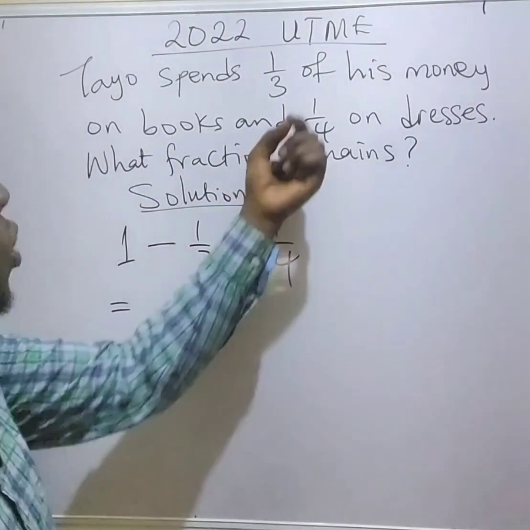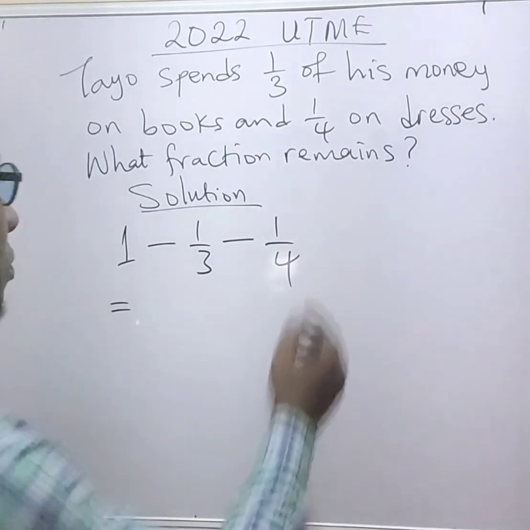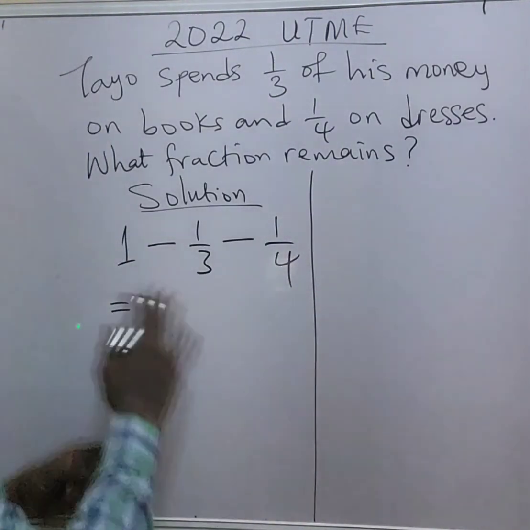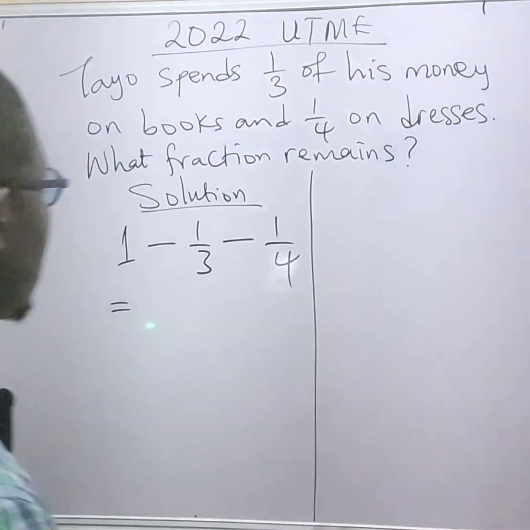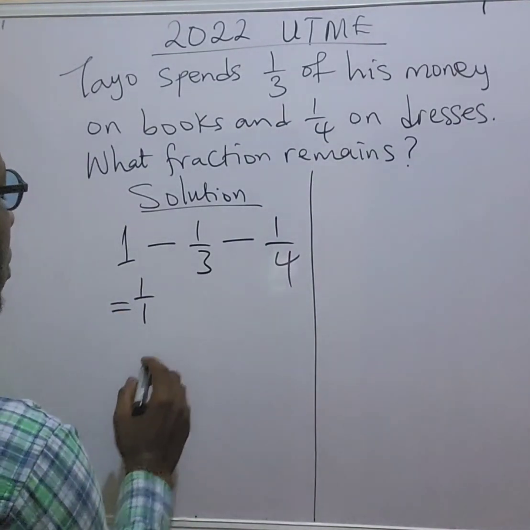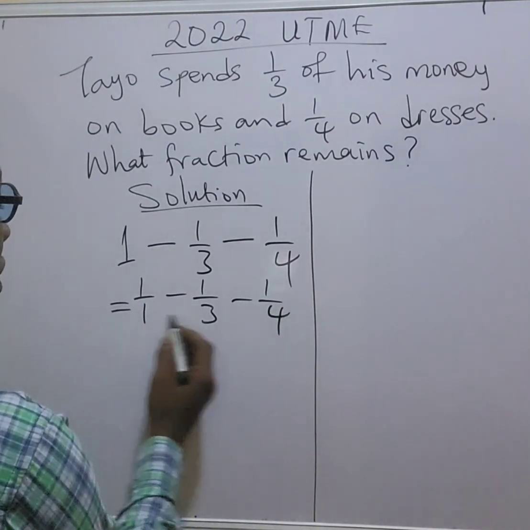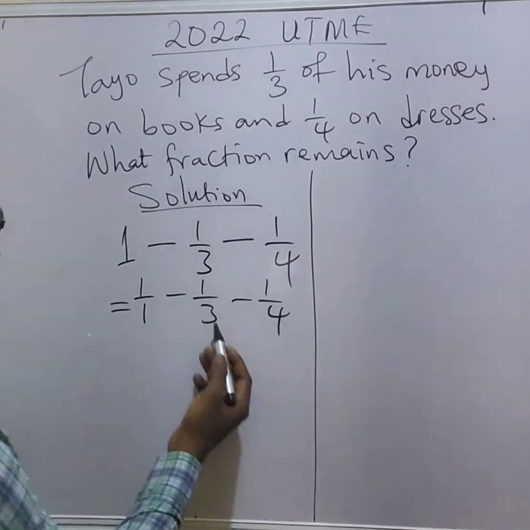Now, how easy do you need to do this? You have another method. You might decide to add everything that was spent and then take it away from 1, which I consider easier. You could take that as a second method, but you could also solve this exactly the way it is. So let's see. The 1 is like 1/1 minus 1/3 minus 1/4.